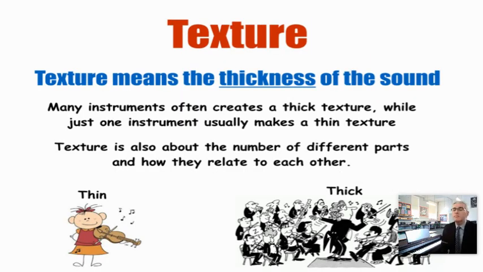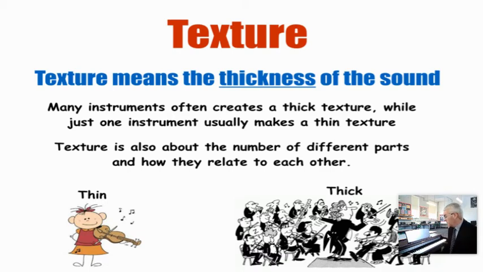Texture. This is a really important part of music, and this is what makes music interesting. Sometimes in a piece of music, you only need one performer or one melody line to create the texture. Other times in music, we need lots of instruments playing together. We call this texture, and this is where we say the music is either thin or thick.